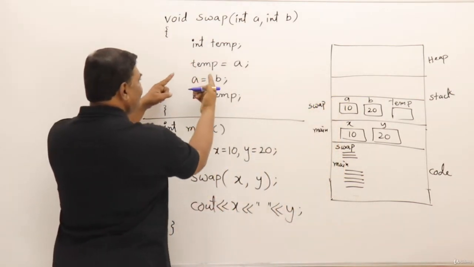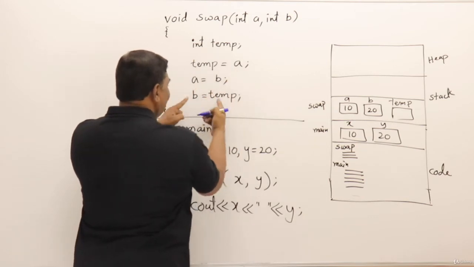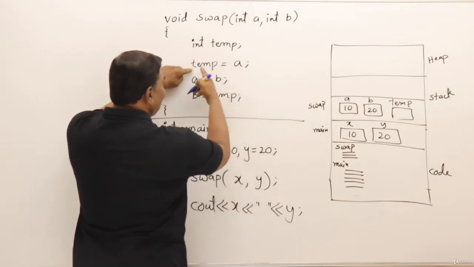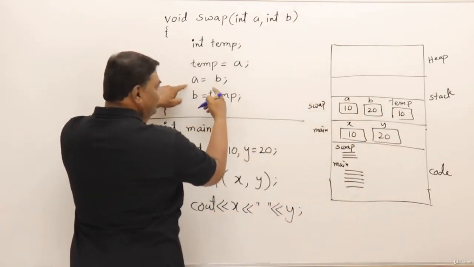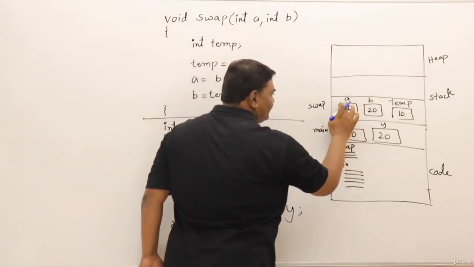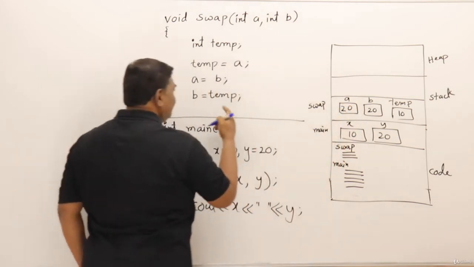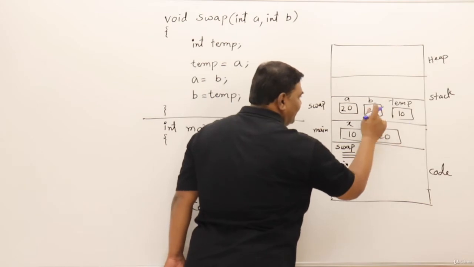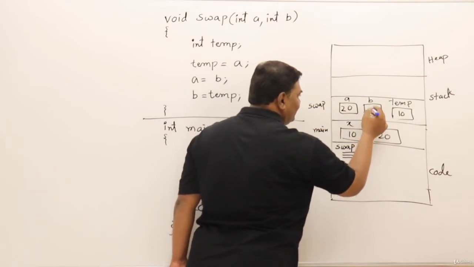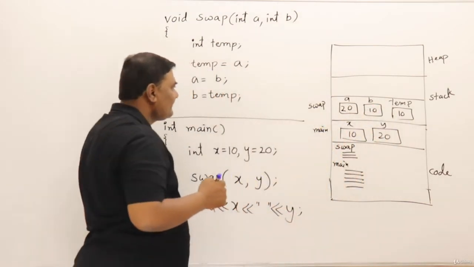Now let us see what is happening here. The values of a and b are interchanged. So temp is assigned a's value. So 10 will be copied in temp. Then a is assigned b's value. So b's value is stored in a. So this becomes 20. Then b is assigned temp. So b will contain the value of temp. So 10 is stored here. So yes, they are swapped.